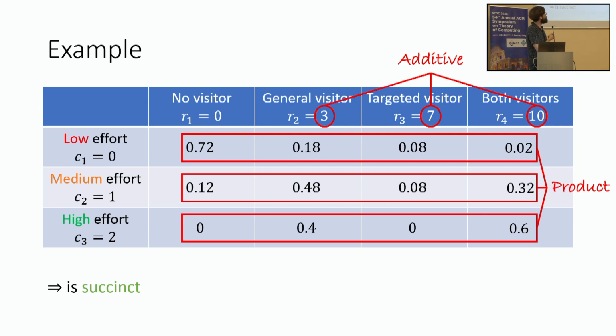And I've set it up here in a way that the rewards are indeed additive, and the distributions here are product distributions. Of course, maybe in your real-life application, it's a bit of a simplification that it's actually independent, but as we often see in auctions, this is a good first step to understand the problem. Okay, so this is succinct. Can we compute the optimal contract?